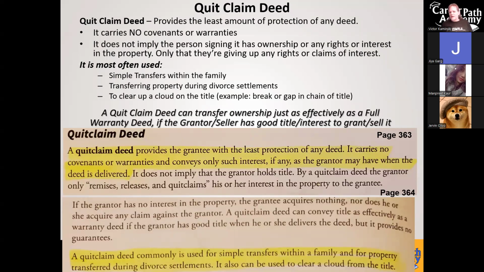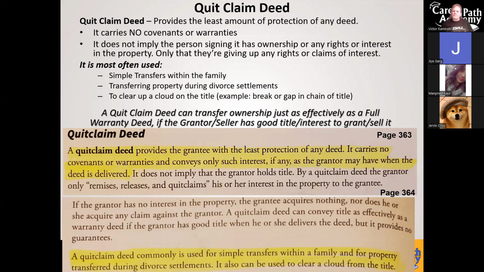But if I don't have any rights or interest in it, you really gain nothing by me signing a quitclaim deed. However, it can just as effectively transfer the ownership as a full covenant and warranty deed if I did. It's most often used for simple transfers within a family, transferring property during divorce settlements, or to clear up clouds on a title, like to mend a break or gap in the chain of title.